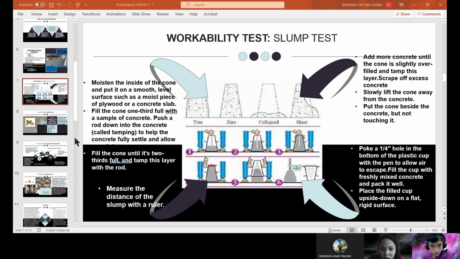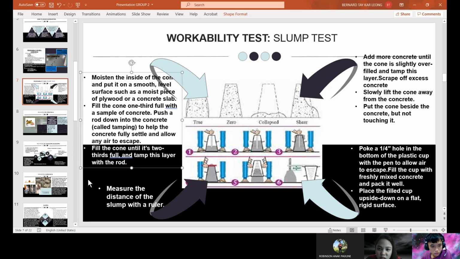The workability test is the slump test. The first step, moisten the inside of the cone and put it on a smooth level surface such as a moist piece of plywood or a concrete slab. Fill the cone 1/3 full with a sample of concrete, tamp it to help the concrete fully settle and allow any air to escape. Fill the cone until it's 2/3 full and tamp this layer with the rod. Next, add more concrete until the cone is slightly overfilled and tamp this layer. Scrape off excess concrete. Slowly lift the cone away from the concrete.